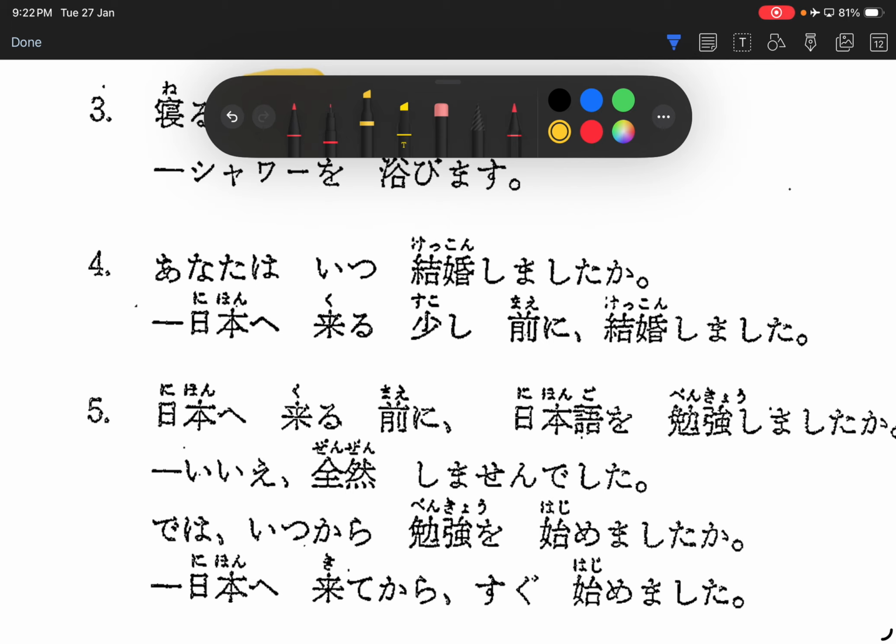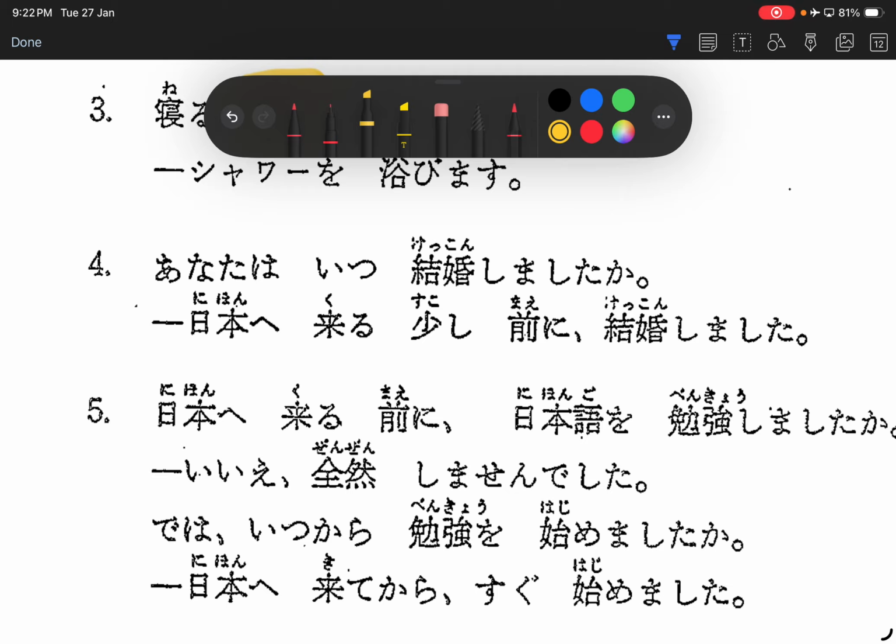Right? 少し前に. Then you might be thinking, why cannot be 日本へ少し来る前に? 少し来る means come a little bit. Come a little bit before. Sounds weird in English also, right? So come a little bit before. A little bit before I come lah. A little bit before I come.